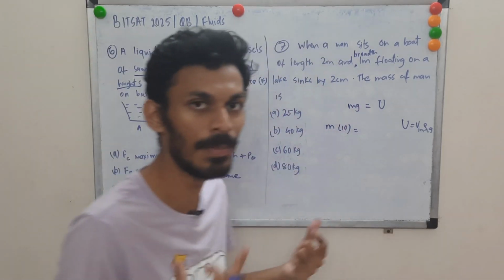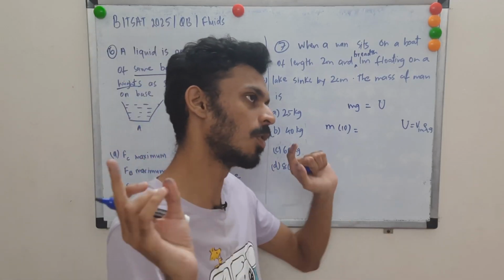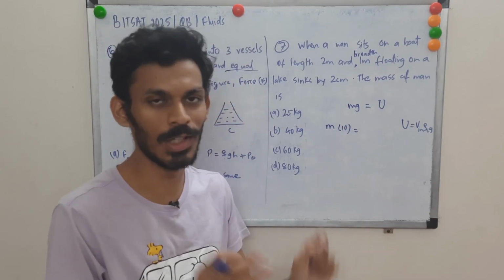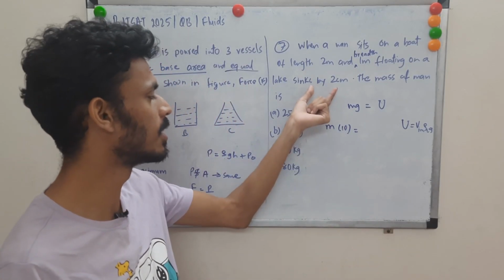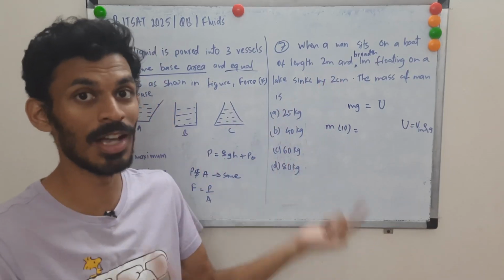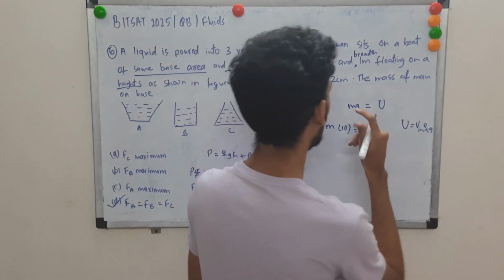So that will be equal to the man's weight. The contribution of the boat was already there. Now, since the man has stepped on the boat, it has sunk by 2 centimeters. So that is due to the mass of the man. Okay, so I hope you get the point.